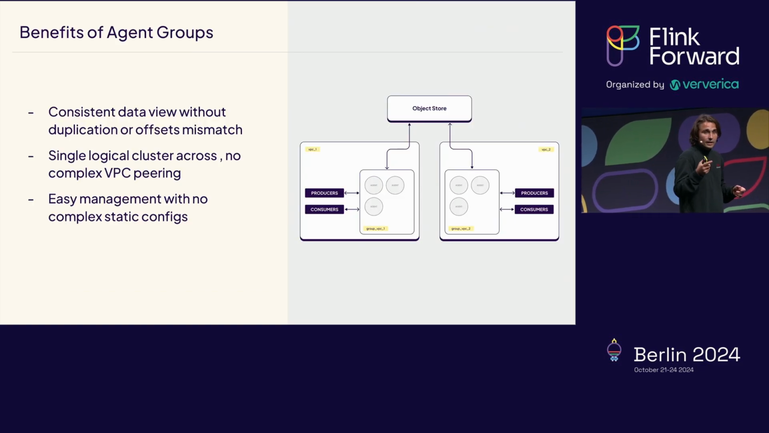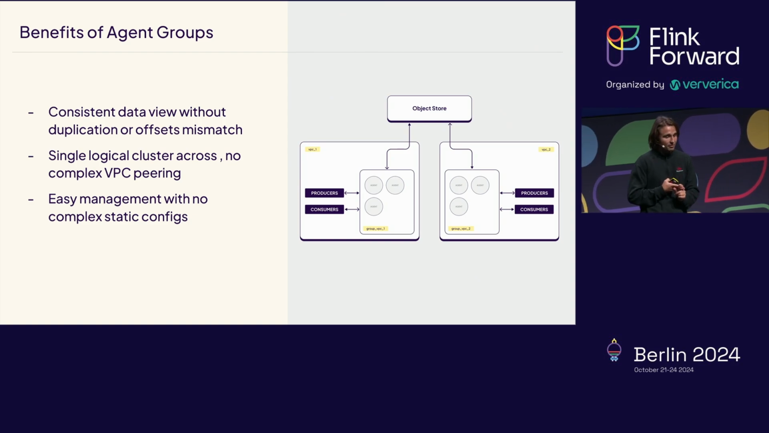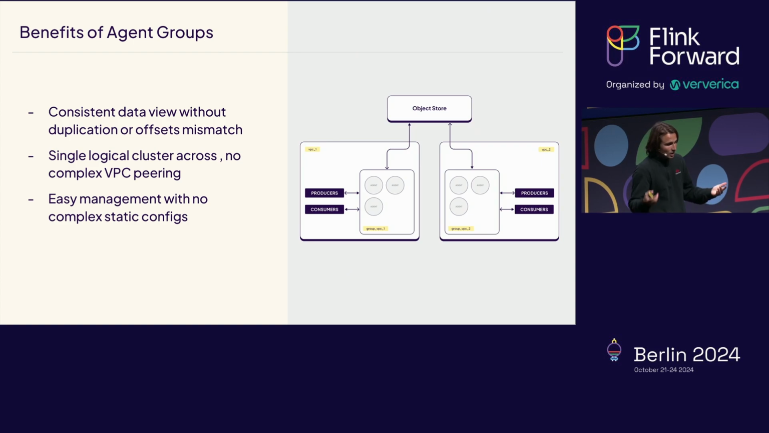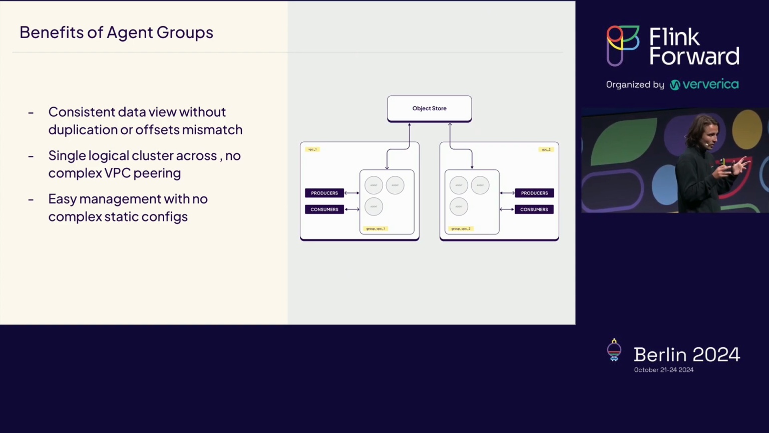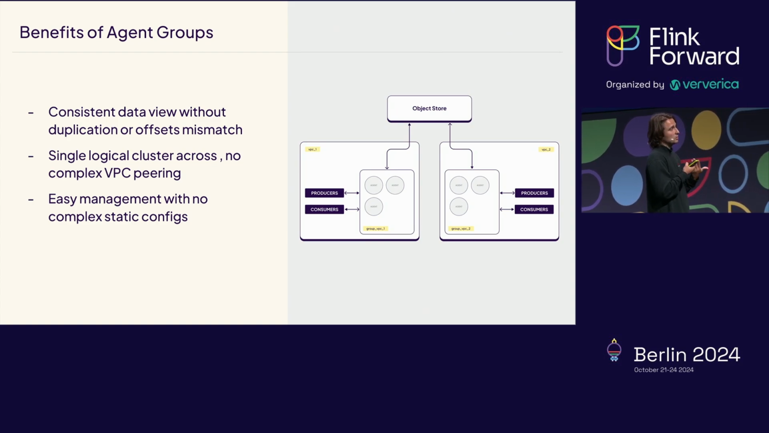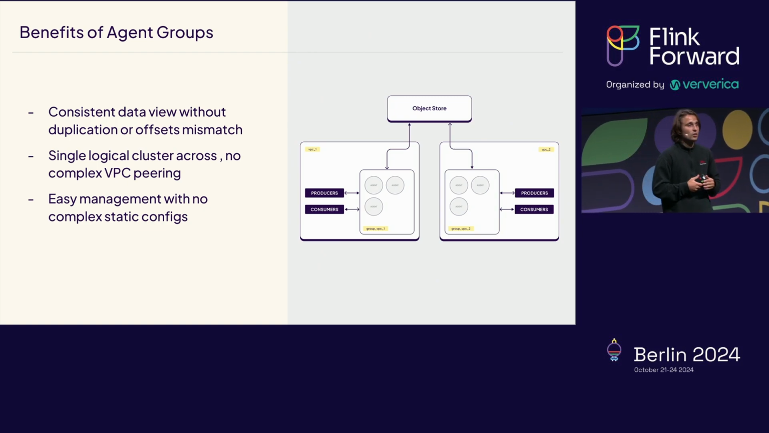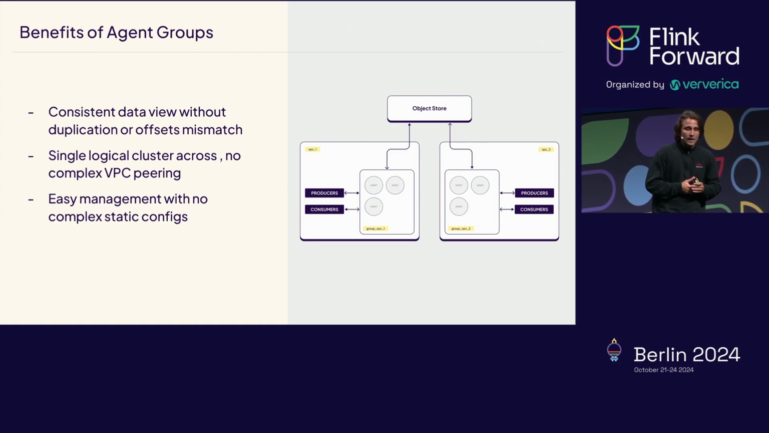So apart from completely isolating the different groups, it has a few other benefits. The first one is that the data is consistent. There is no duplication of data, and the offsets are preserved. All the groups will see the same data and the same offsets. The second one is that it's a single cluster. There is no need to connect the VPCs between them, for example, if you deploy the different groups in different VPCs, as I showed you in the previous diagram. And the last one is that, of course, there is no complex configuration that you need to do.